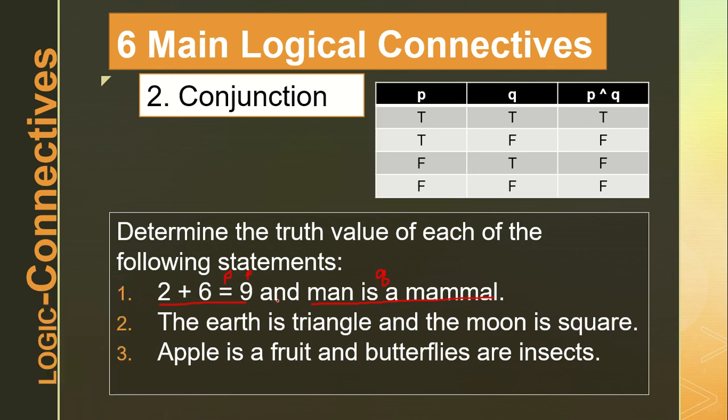Therefore, our P here is false. Now, Q, man is a mammal, is true. Okay? Because man is really a mammal. So now we will check with the table.